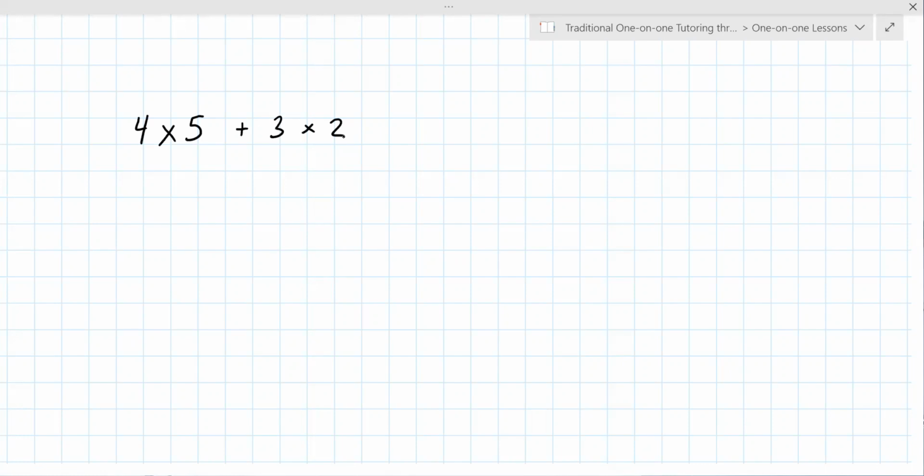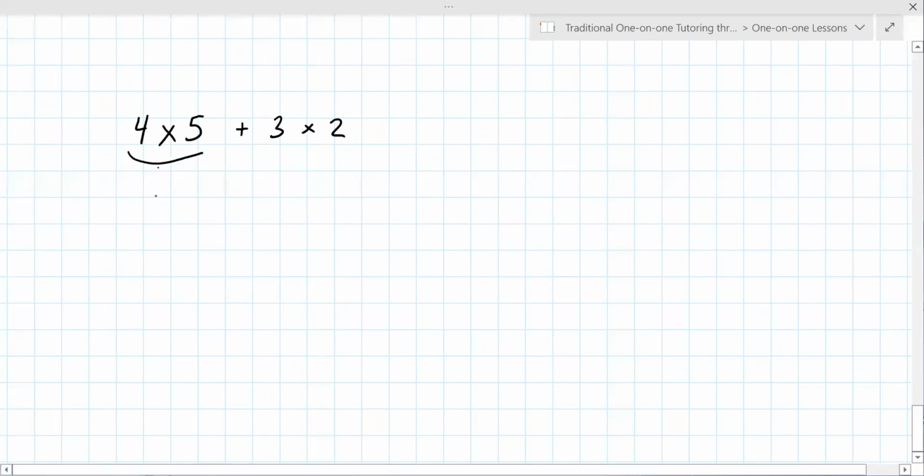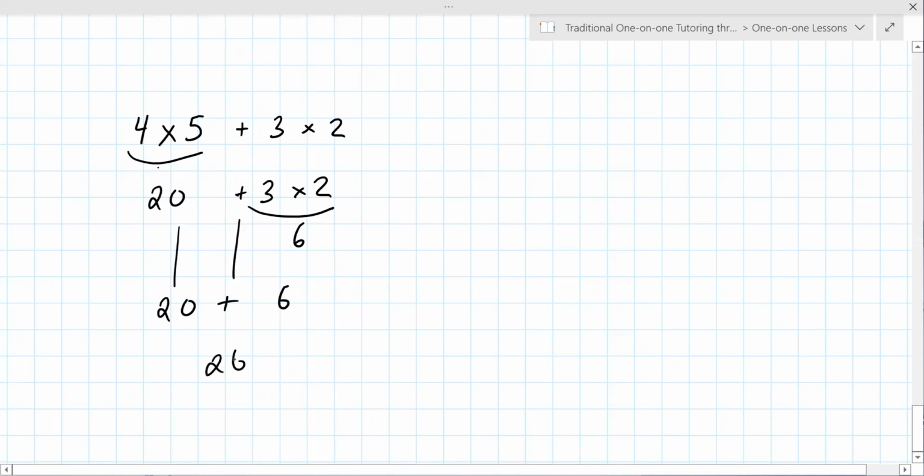Is it 26? Yes. So 4 times 5 is 20. Bring the other ones down. 3 times 2 is 6. So it's 20 plus 6. So see how you just keep bringing stuff down until you get down to your last operation. All right, let's do another one here.